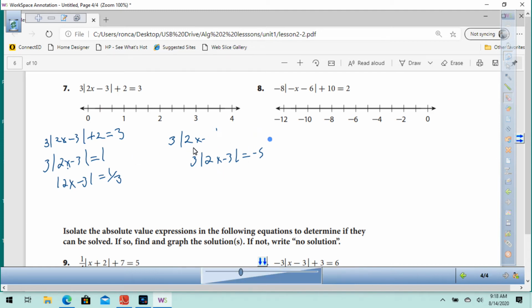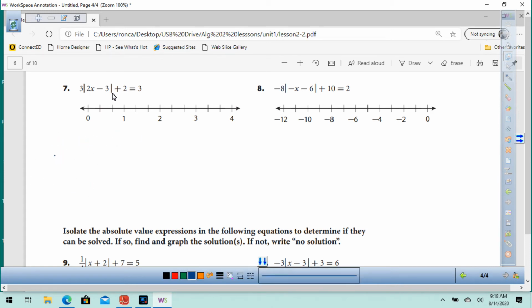Actually, what you could do to save yourself some work is this. First, subtract 2 from both sides. That gives us 3 times the absolute value of 2x minus 3 equals 1. Divide both sides by 3 and you get the absolute value of 2x minus 3 equals 1/3. Now you've got the absolute value by itself, so we can do case 1 and case 2: 2x minus 3 equals 1/3, and 2x minus 3 equals negative 1/3.